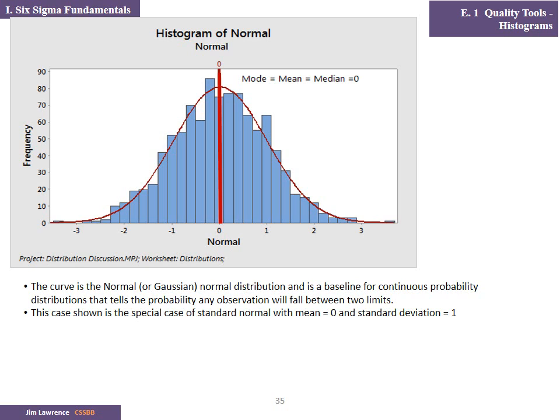Here we see the normal curve, or the Gaussian normal distribution, and it's the baseline for continuous probability distributions. It's a baseline for how we analyze processes and compute probabilities of items falling within or without certain ranges. This case shown is a special case of a standard normal curve, which means it has a mean of 0 and a standard deviation of 1.